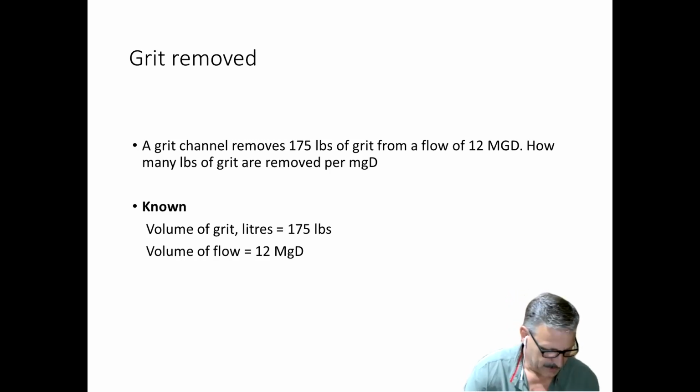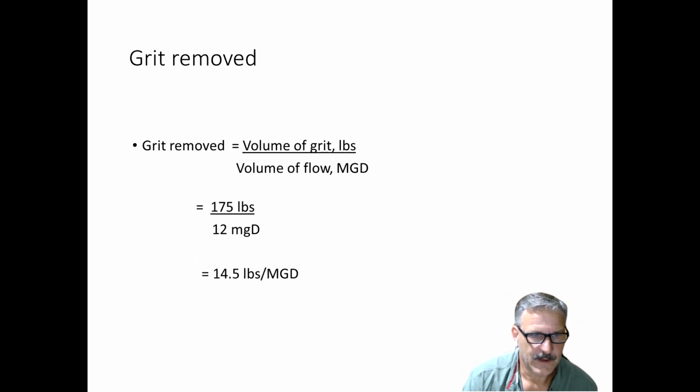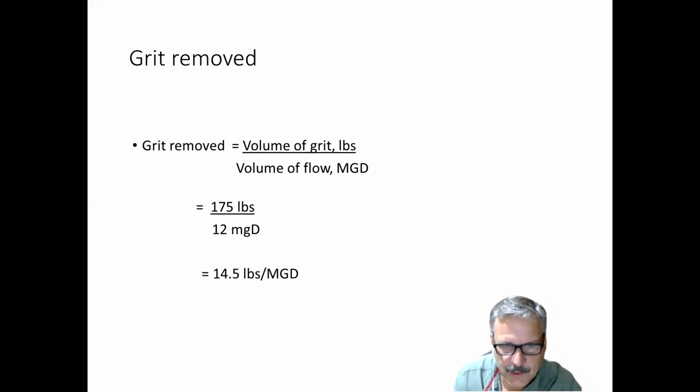The only information that you know in this question is the volume of the grit, 175 pounds, and the volume of the flow, 12 million gallons per day. So the calculation for grit removed is volume of grit in pounds divided by the flow, and in this case it's million gallons per day. You simply plug in the numbers from that question: 175 pounds divided by 12 gives you 14.5 pounds of grit removed per million gallons per day.